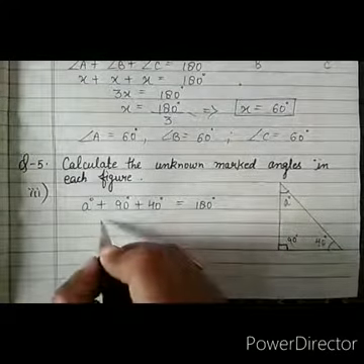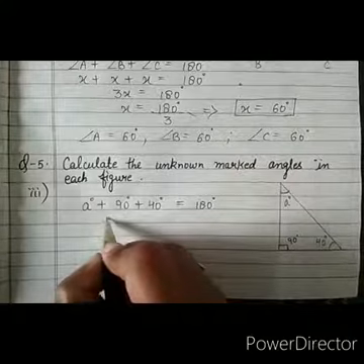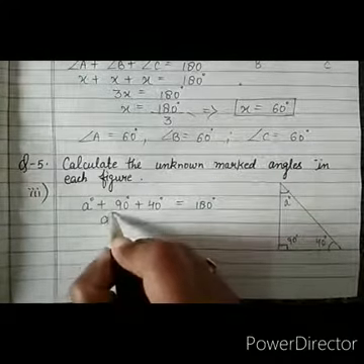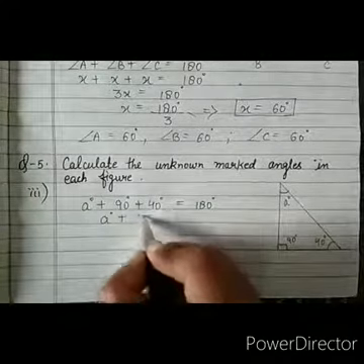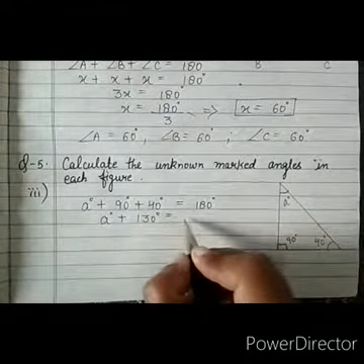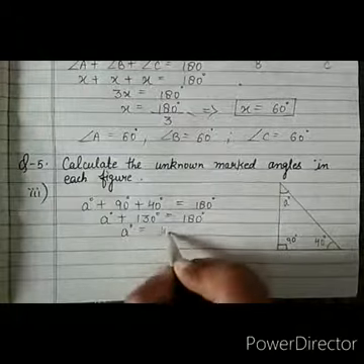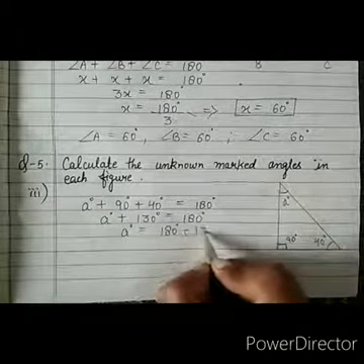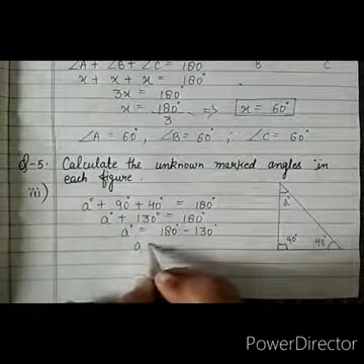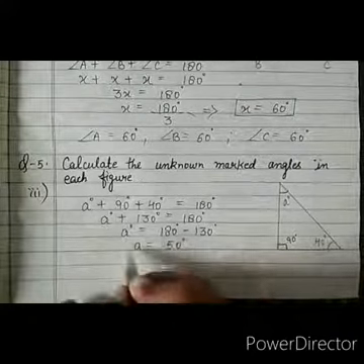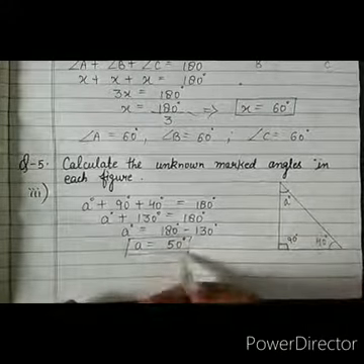Now solve it and find the value of the unknown angle, that is A degrees. 90 plus 40 is 130 degrees, which is equal to 180 degrees. Now A degrees is equal to 180 minus 130, which is equal to 50 degrees. So this is our answer.